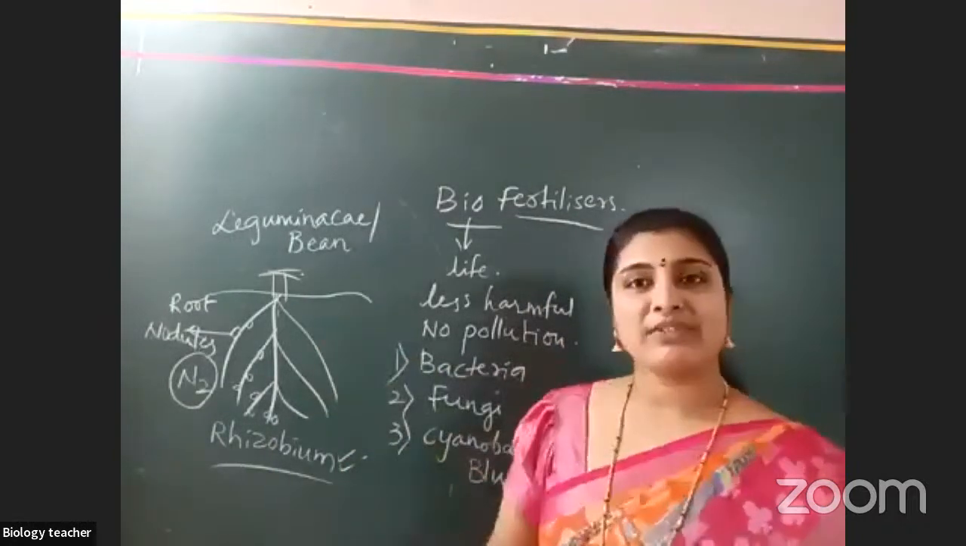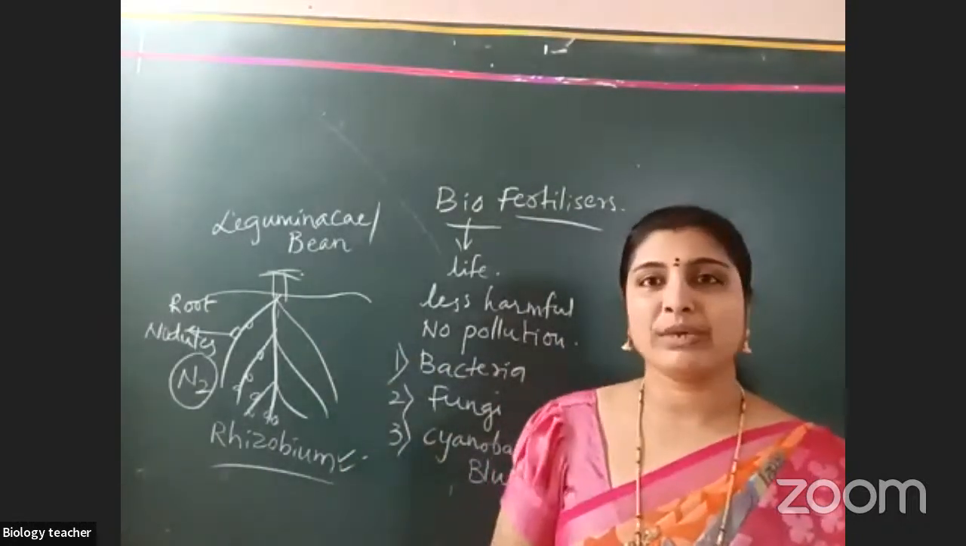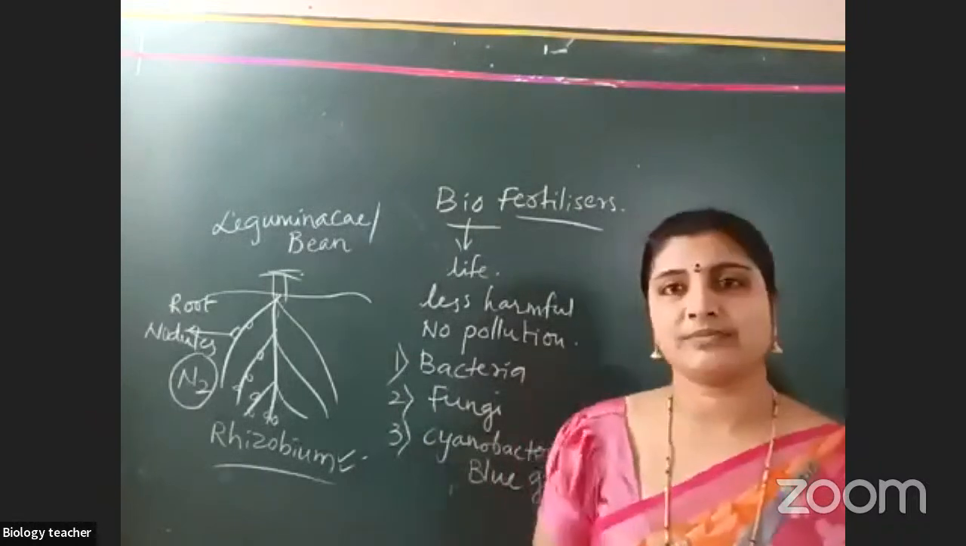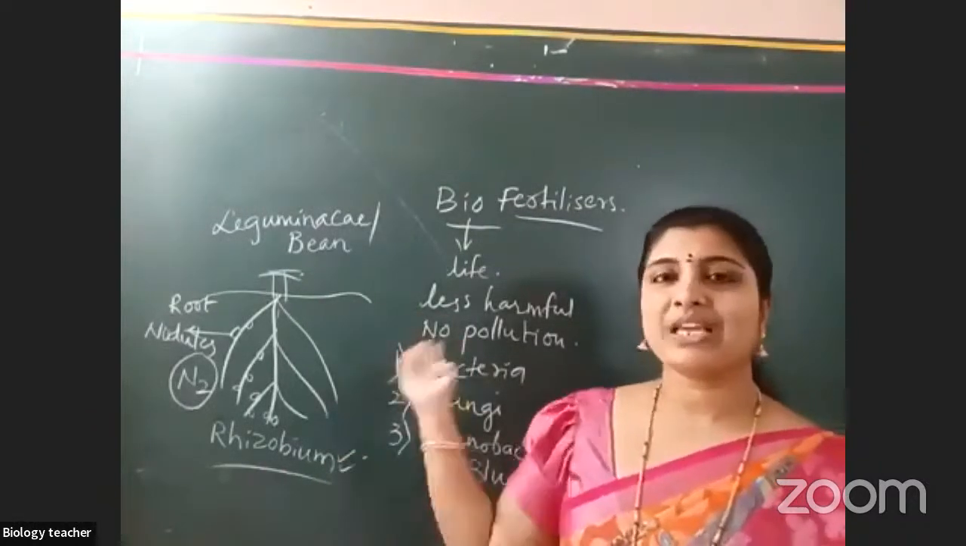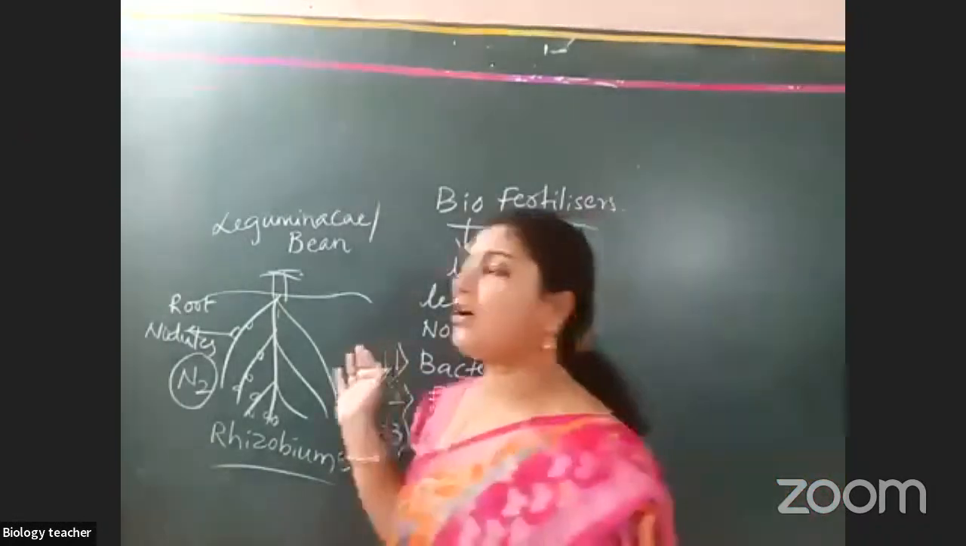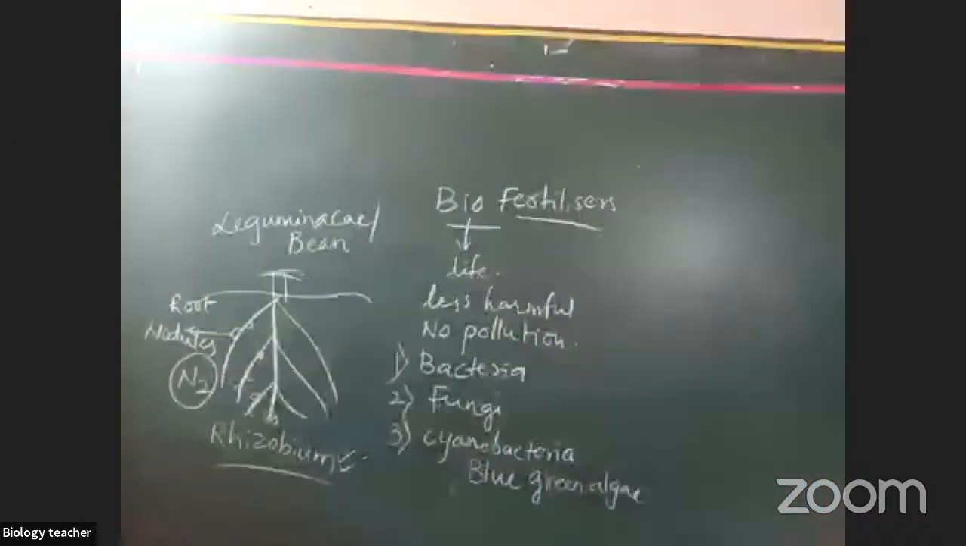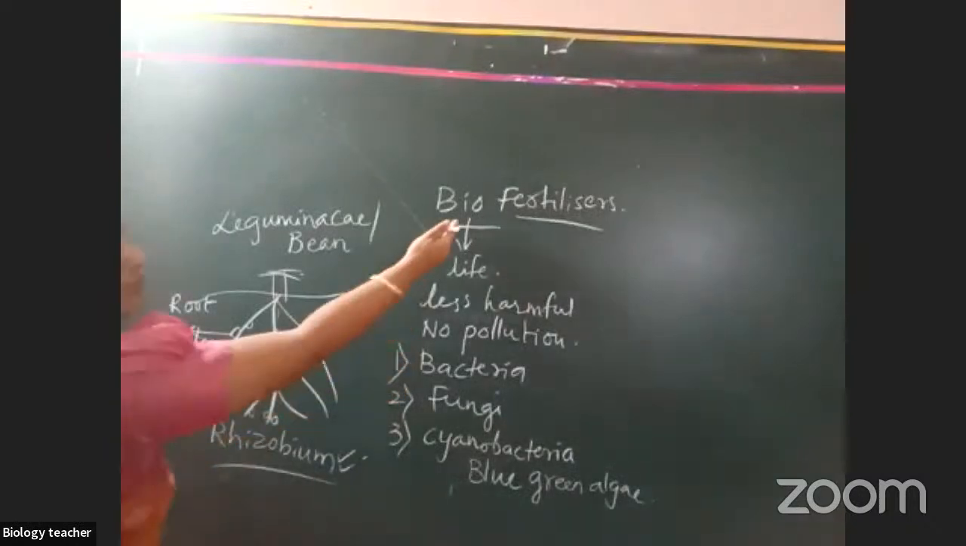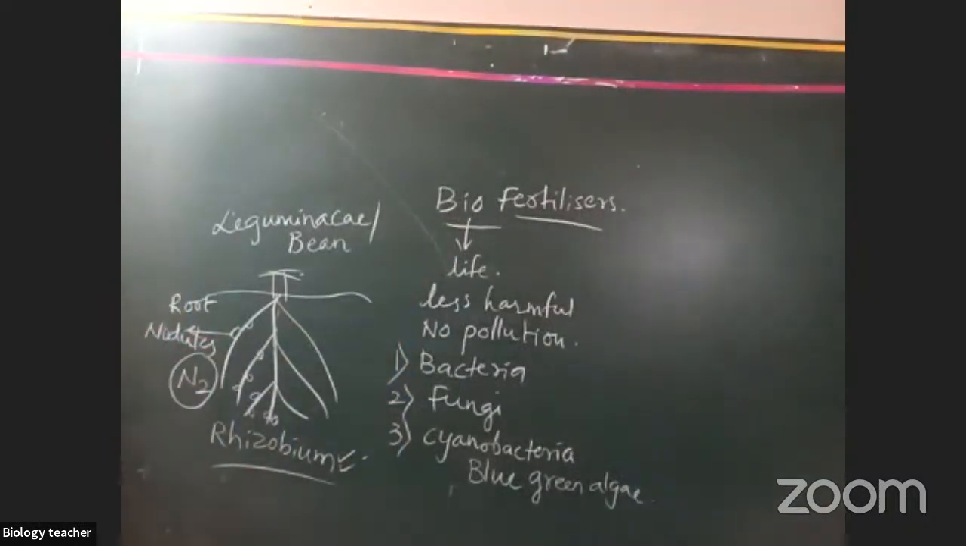Next, after this, what will they grow? They will grow paddy, because paddy needs more nitrogen. So if they grow paddy, then we will get a good yield of rice. Okay, this is one example of a bacteria which is used as a biofertilizer. Okay, please draw the diagram. Next one.